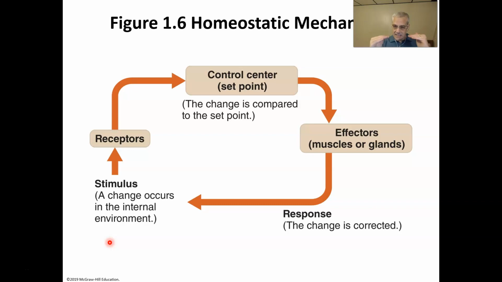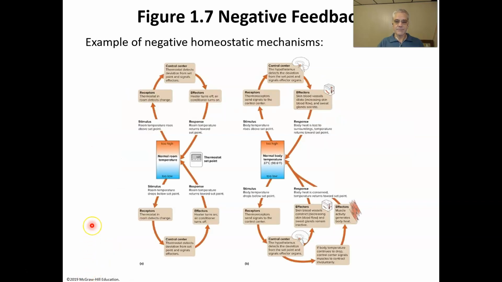But at any given time, at any given moment, we're trying to keep things the same. So the process by which homeostatic mechanisms are kept in balance, for the most part, there's really two ways to do it. Well, there's only one way to really keep them in balance, and that is referred to as negative feedback.